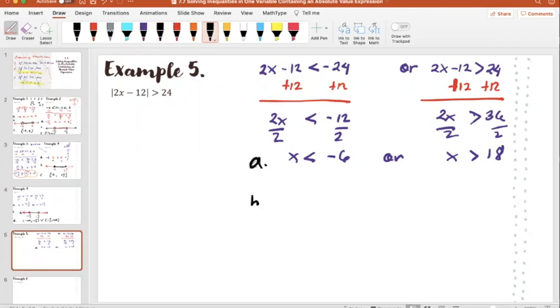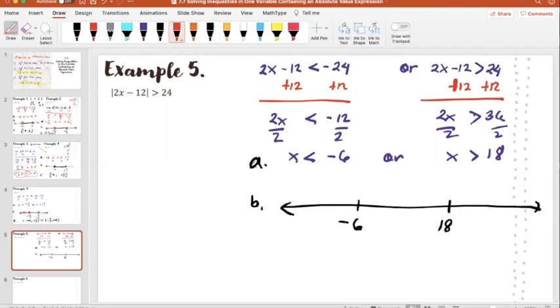We can also represent this in a graph. So let's say this is our line. We have negative 6 and positive 18. So x less than negative 6. At negative 6, it's open. All numbers less than negative 6 are those numbers to the left, so we can show that using a ray that goes to the left. And for x greater than 18, it's open at 18. All numbers greater than 18 are to the right. So we have this graph that shows our solution.